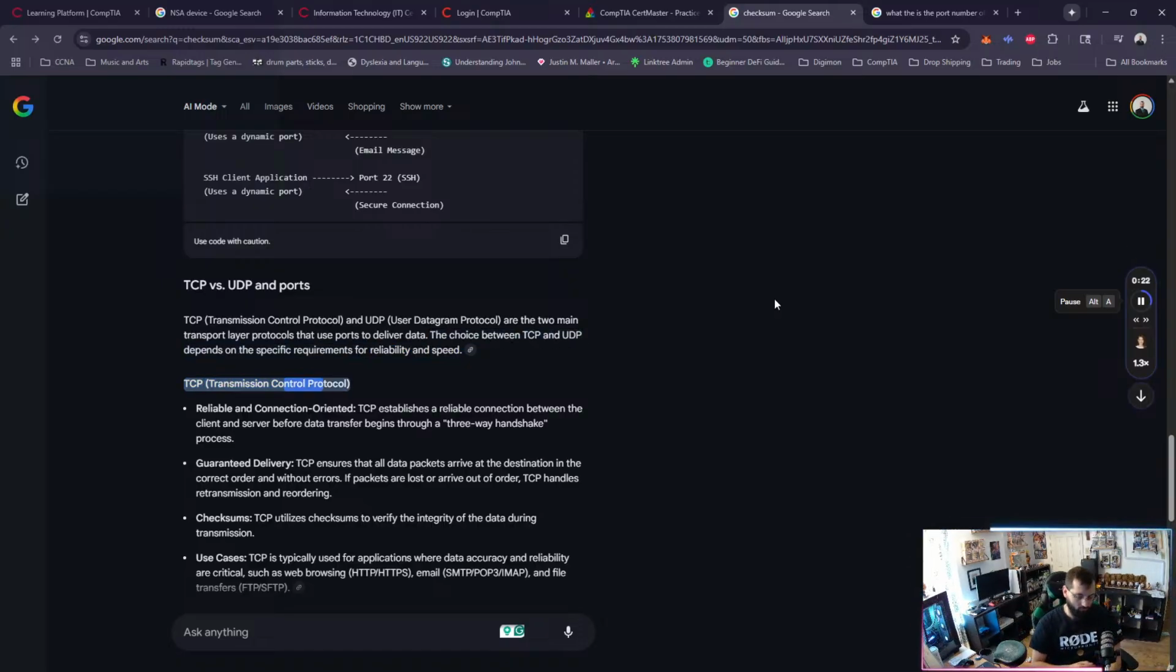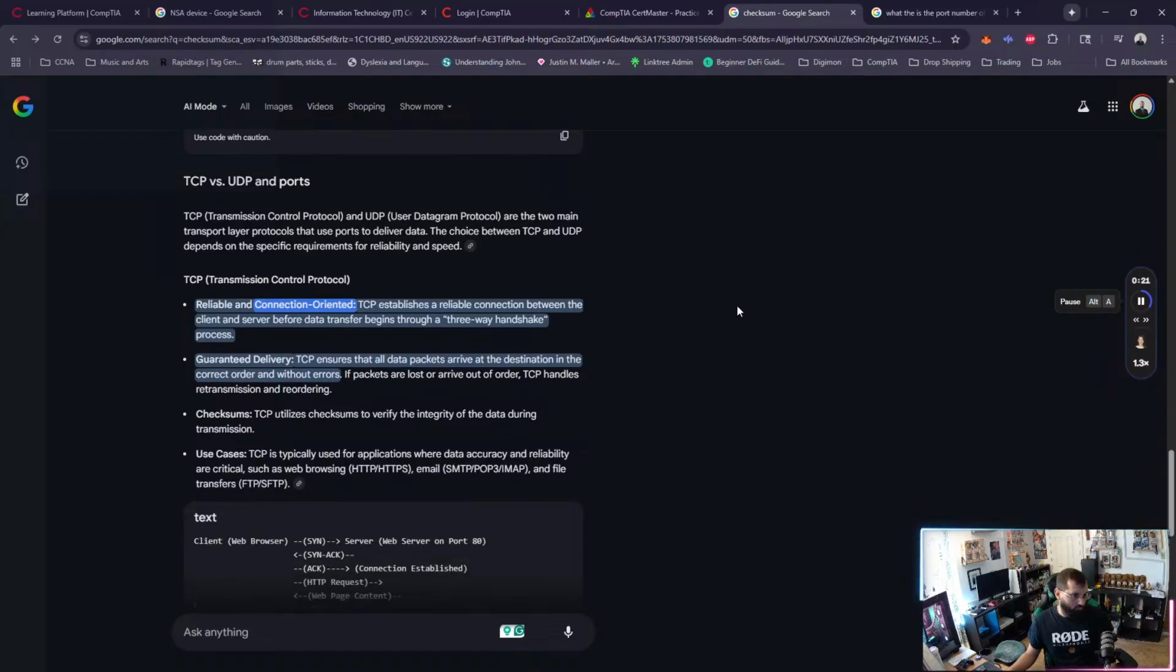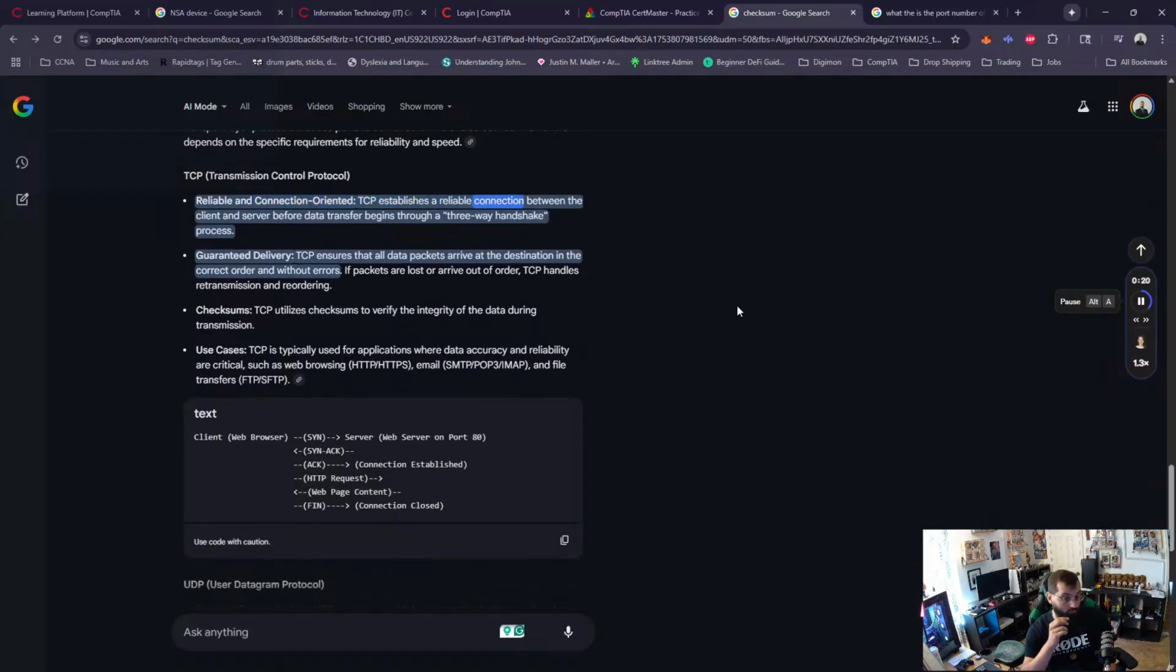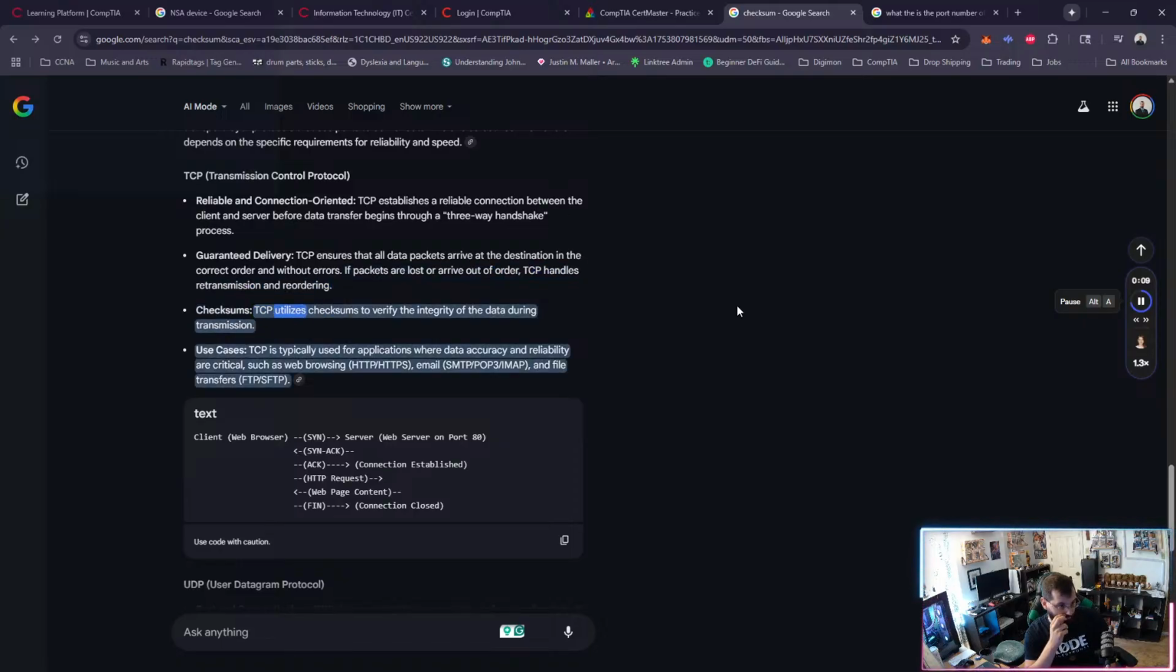TCP, Transmission Control Protocol: reliable and connection-oriented. TCP establishes a reliable connection between the client and server before data transfer begins through a three-way handshake process. Guaranteed delivery: TCP ensures that all data packets arrive at the destination in the correct order and without errors. If packets are lost or arrive out of order, TCP handles retransmission and reordering. Checksums: TCP utilizes checksums to verify the integrity of the data.